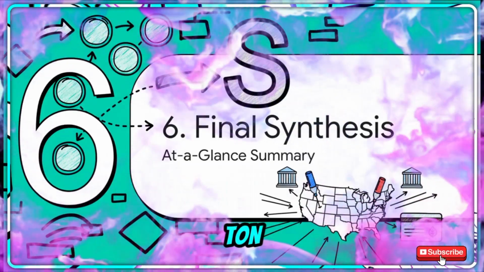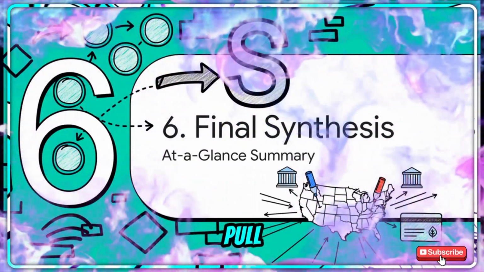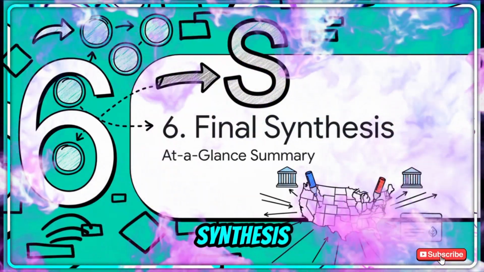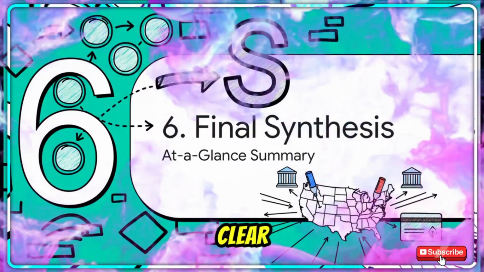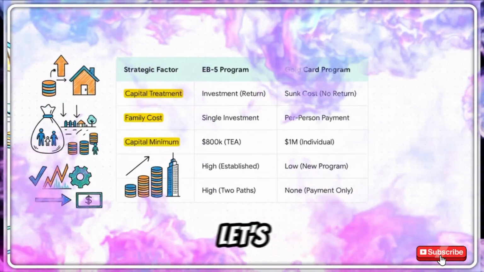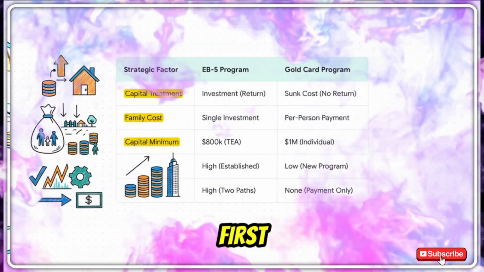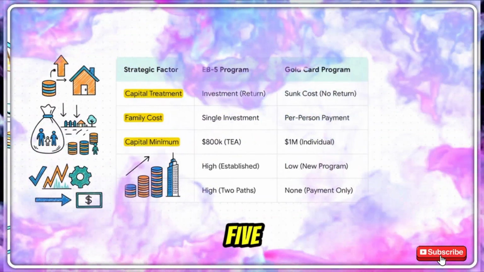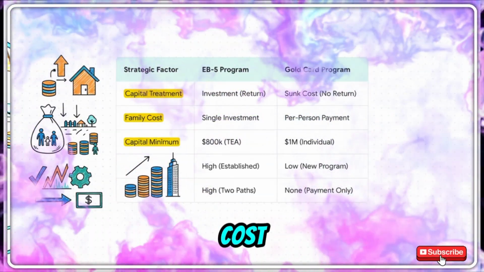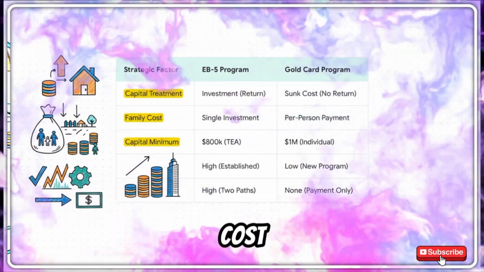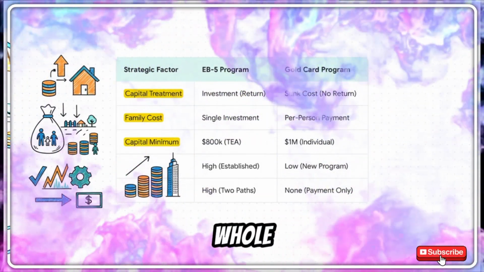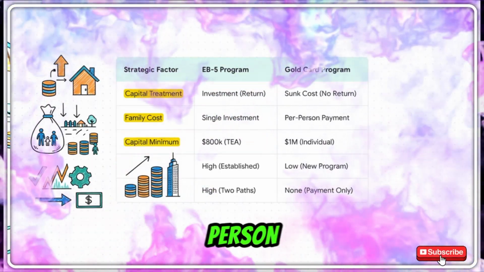We have covered a ton of ground, so now let's pull all 5 of these points together into one final synthesis. This will give us a really clear, at-a-glance summary of everything we've talked about. So let's run down the scorecard. First, capital treatment. EB-5 is an investment with potential return. Gold Card is a sunk cost with no return. Family cost, huge difference. EB-5 is a single investment for the whole family. Gold Card is a per-person payment.